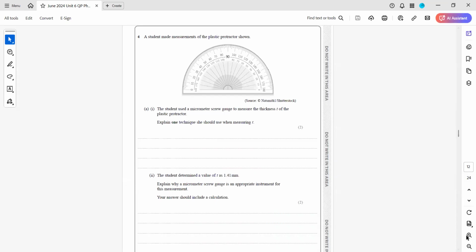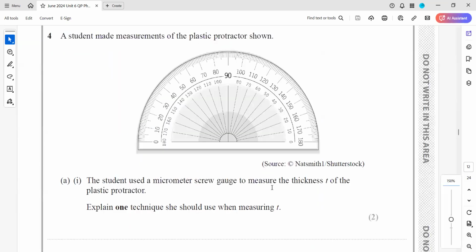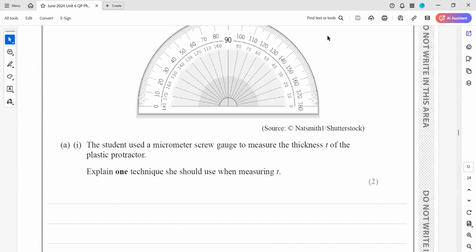The next is the student measured the plastic. The student made a measurement of a plastic protector. The student used a meter rule and a micrometer screw gauge to measure the thickness of the plastic protector.